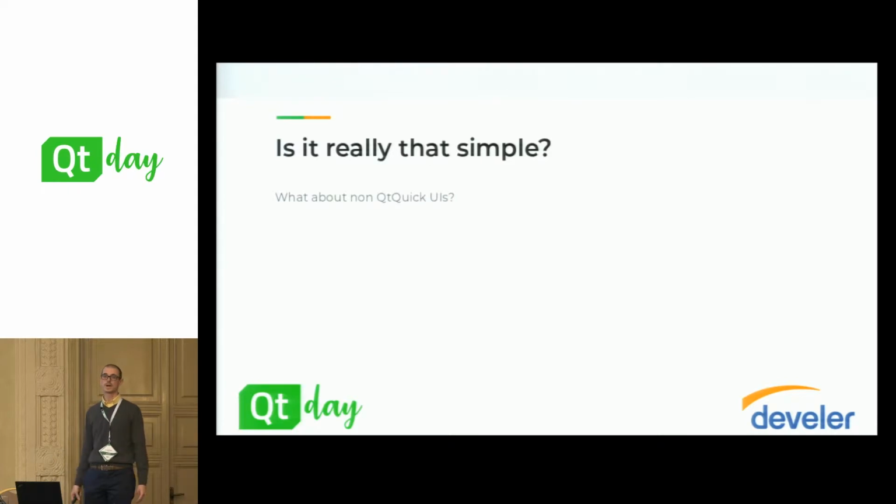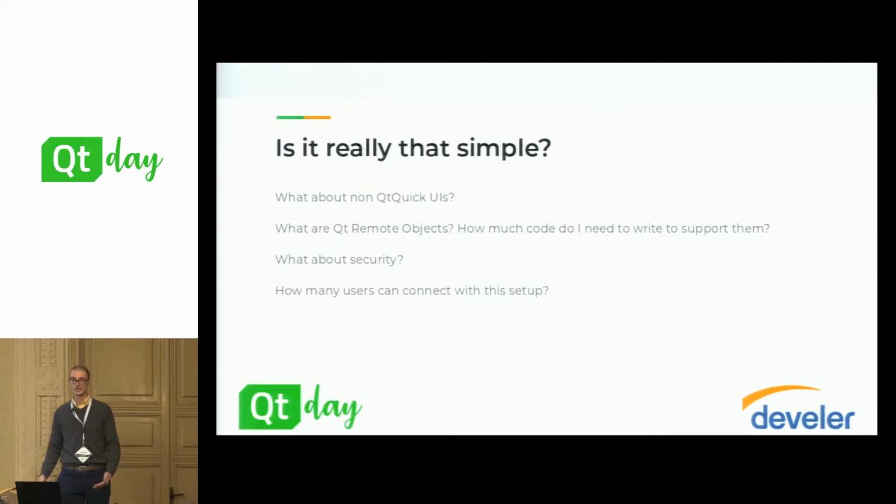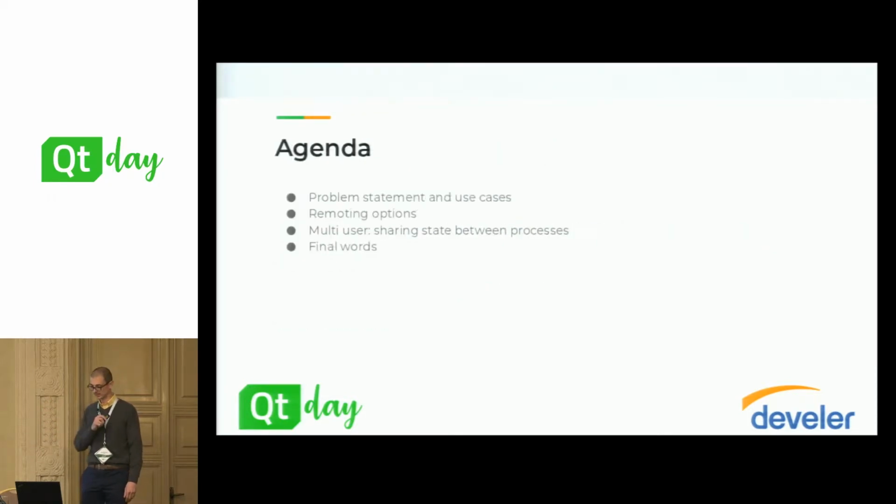Some questions may pop into your mind now. What about non-Qt Quick UIs? What are Qt Remote Objects in the first place? How much code do I need to write to support them? What about security? How many users can interact with such a setup? And finally, which browsers are supported? I'm going to try and answer all of these questions during this session.